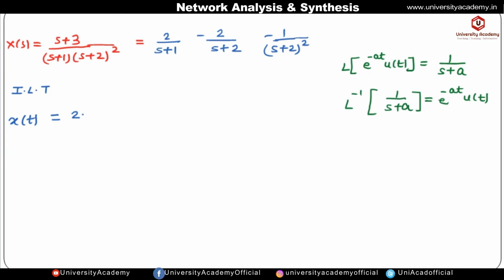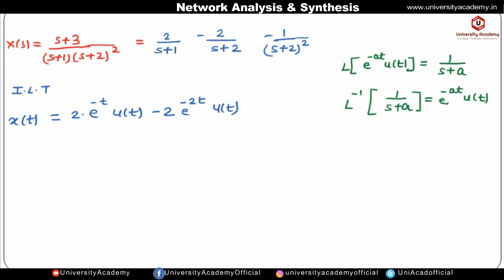Similarly अगर यहाँ पे 1 by (s plus a) पे आप inverse Laplace transform apply करते हैं, then you will be getting e to the power minus at into ut, that is opposite sign. So this is of the form 1 by (s plus a), where a value is 1. So you will be getting inverse Laplace transform e to the power minus t into u of t. Then it is -2. Again it is of the form 1 by (s plus a), where a value is 2, so you will be getting e to the power minus 2t into u of t. So you have to write opposite sign.